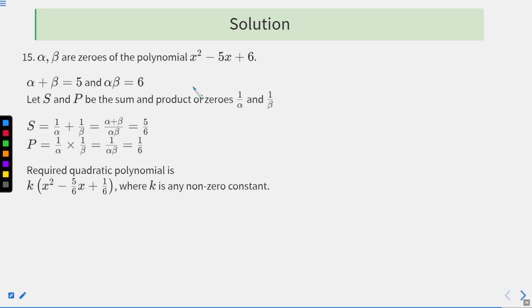Now we are given the quadratic polynomial x² minus 5x plus 6. So alpha plus beta is equal to 5, and alpha beta is 6. So the sum 1 by alpha plus 1 by beta is equal to alpha plus beta divided by alpha beta, which is 5 by 6. And the product 1 by alpha into 1 by beta is equal to 1 by alpha beta, which is 1 by 6. Therefore the required quadratic polynomial is k times (x² minus 5 by 6 x plus 1 by 6), where k is any non-zero constant.